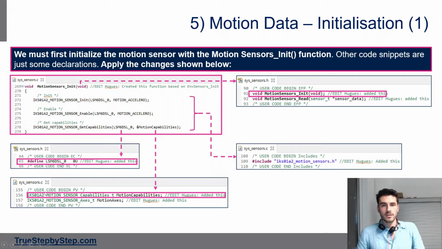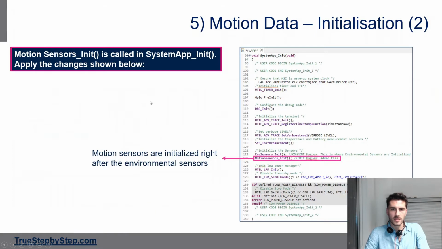For example, here we will start with the initialization, and we will create this function, motion sensor init, which will initialize the motion sensors. There's a bunch of modifications to do. We will do it together. Then once we've created that function, we will need to call it somewhere, and this will be done here. You can see here on line 122, we had the environmental initialization, the initialization of the environmental sensors, and that's where we're going to put our new function.